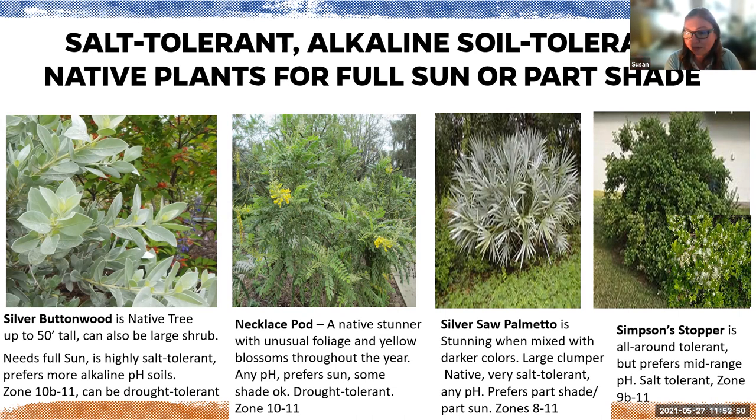A Simpson stopper is another one that is all around tolerant. It does prefer a mid-range pH, however, in any zone at all. Another really great pollinator plant with the Simpson stopper, and birds love the berries that it produces as well. So all of these are really great wildlife plants, as most native plants are.